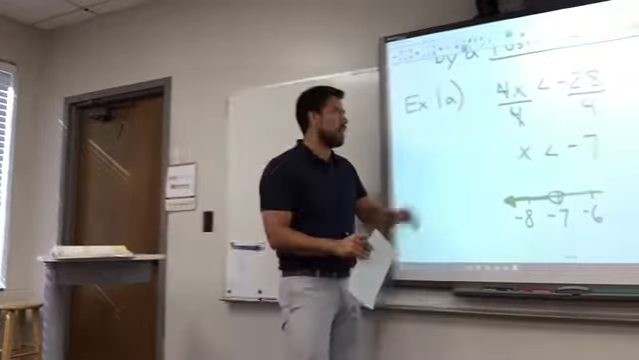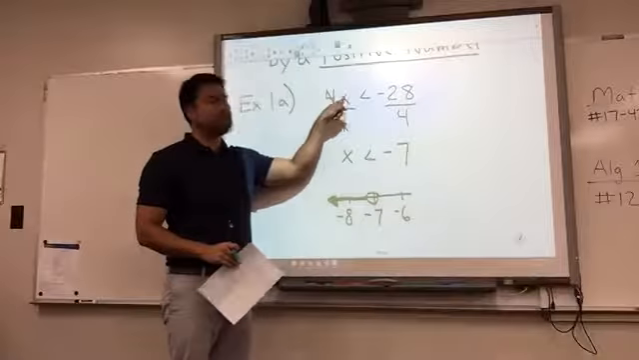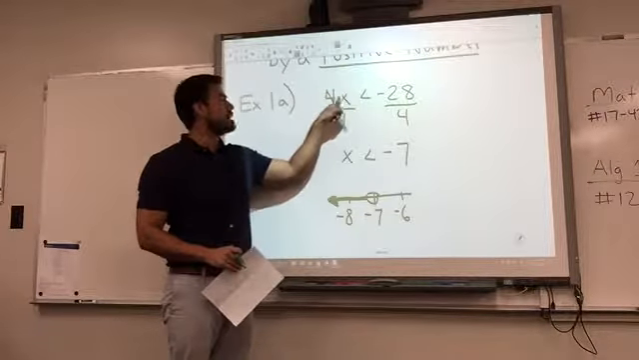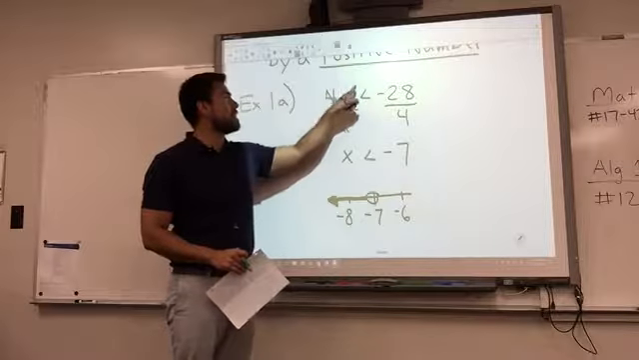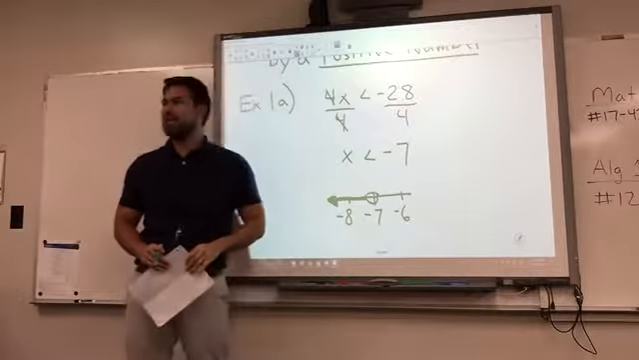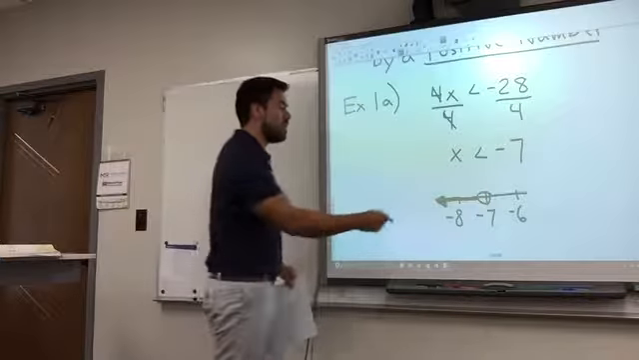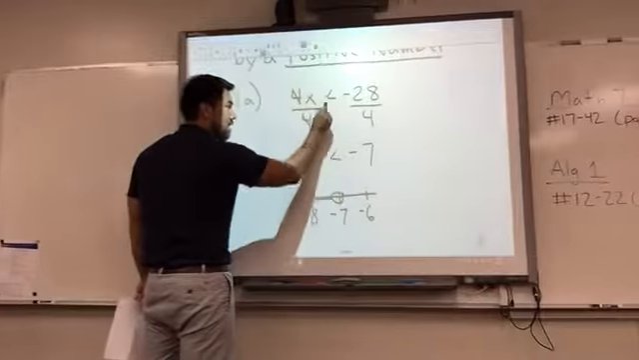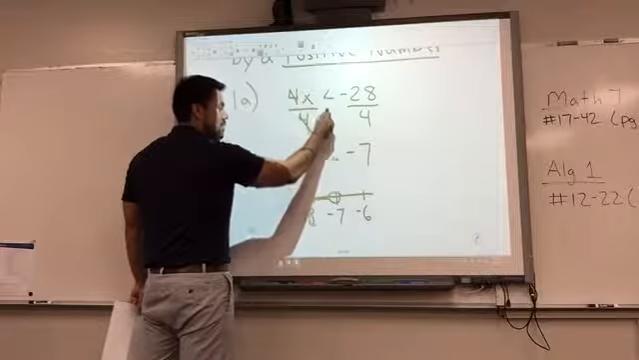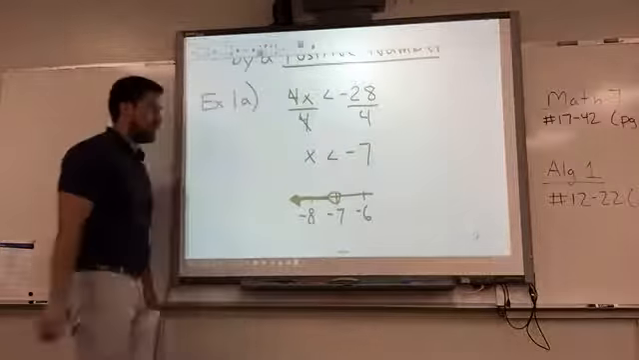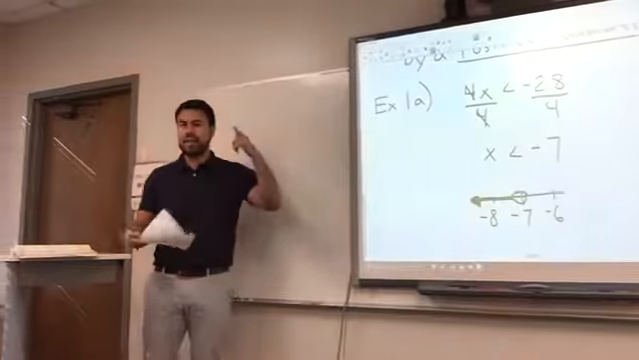But I need to check it out. What's 4 times negative 7? Negative 28. Is negative 28 less than negative 28? No. A number is not less than itself. A number is equal to itself. That's why if it doesn't have the equal to sign, it's open. If it does have the equal to sign, it's closed. It's rational.